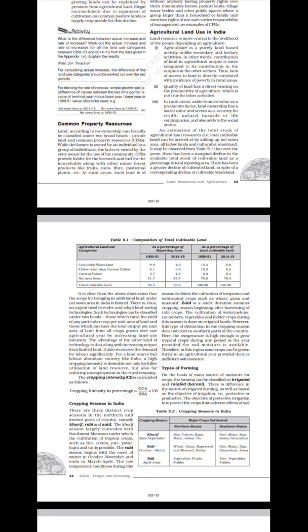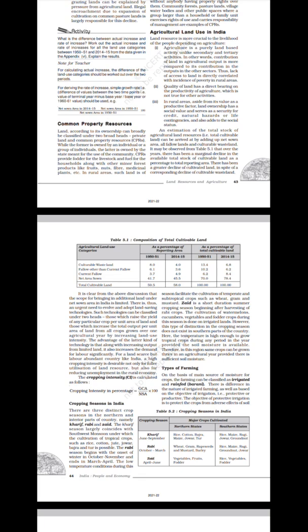It is clear from the above discussion that the scope for bringing in additional land under net sown area in India is limited. There is thus an urgent need to evolve and adopt land saving technologies. Such technologies can be classified under two heads: those which raise the yield of any particular crop per unit area of land, and those which increase the total output per unit area of land from all crops grown over one agriculture year by increasing land use intensity.